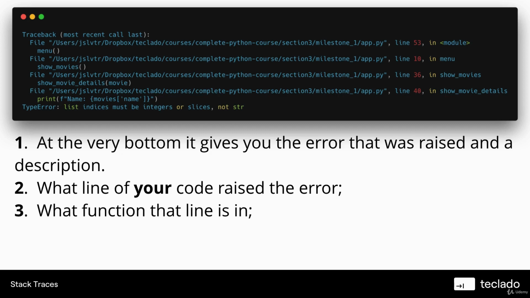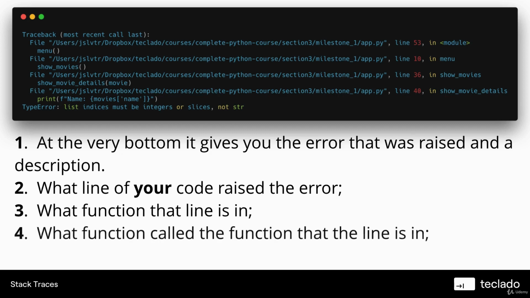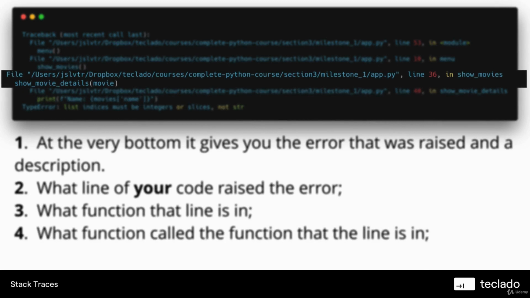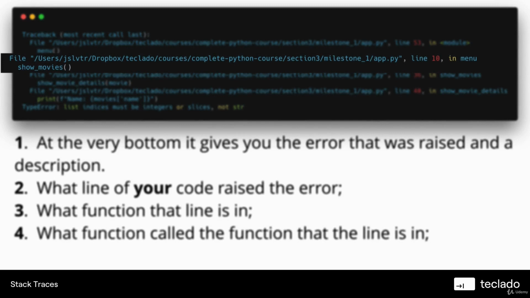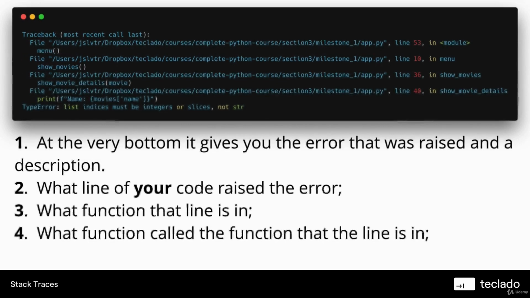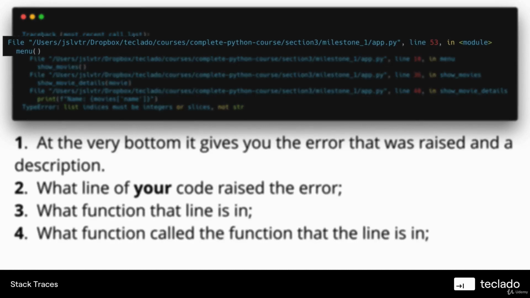Now, the line above is where that function was called. So this function, show movie details, was called as show movie details with movie as an argument. And the line directly above tells you in which function that function call happened. That's in the show movies function. The show movies function was called inside the menu function, and the menu function was called directly in the module, which is the file that we executed.